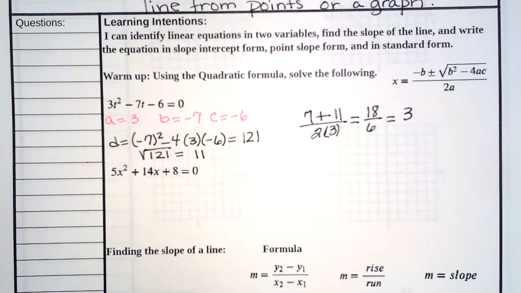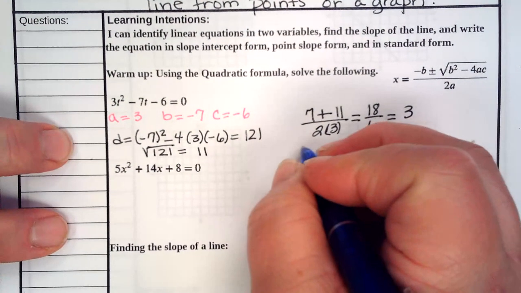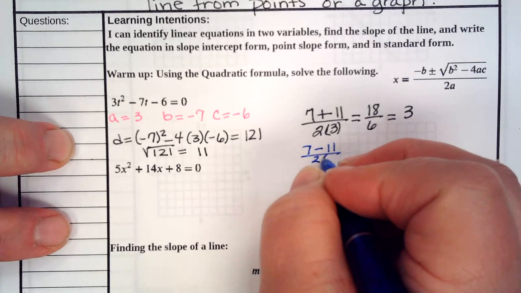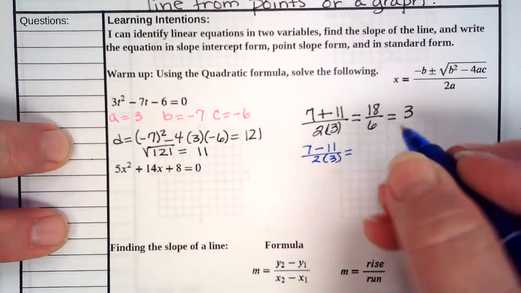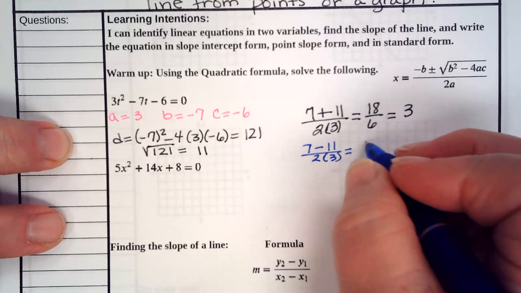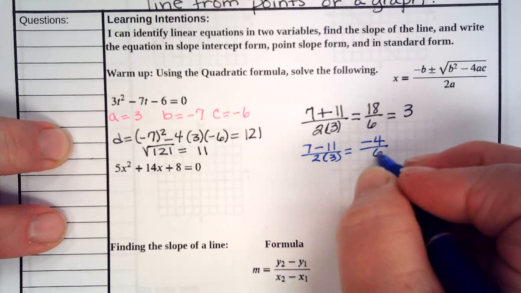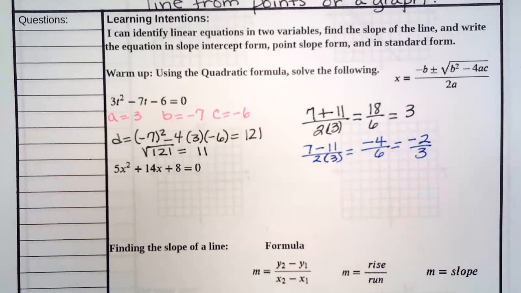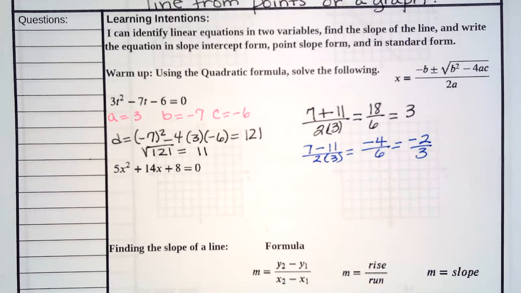Second time, same as the first, only you subtract. 7 minus 11 over 2 times 3. 7 minus 11 is -4 over 6. That simplifies to -2 over 3. 2 goes into both top and bottom. Okay, since I've shown you how on that one, if you did not try on your own, please pause the video and try the next one on your own.